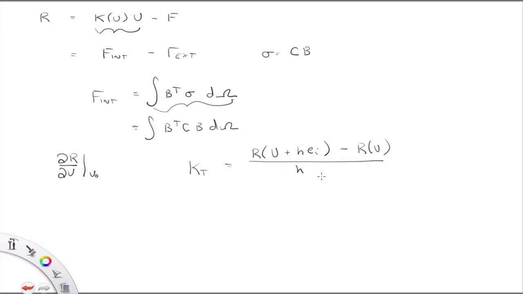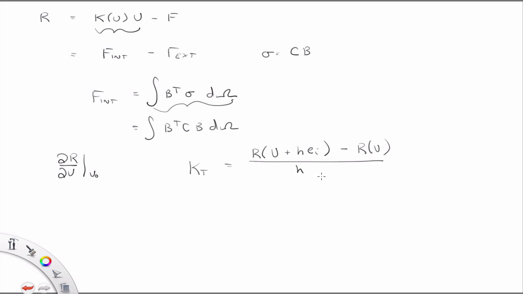So in other words, for the first degree of freedom in U, that would just be 1, 0, 0, 0, 0, 0, 0, 0. And then for the second degree of freedom in U, it would be 0, 1, 0, 0, 0, 0, 0, 0, 0. And yeah, you could do central differences, whatever. So each perturbation is going to give you one column of the stiffness matrix.